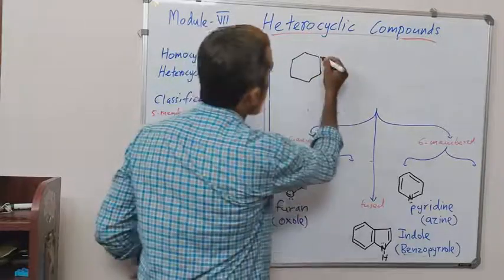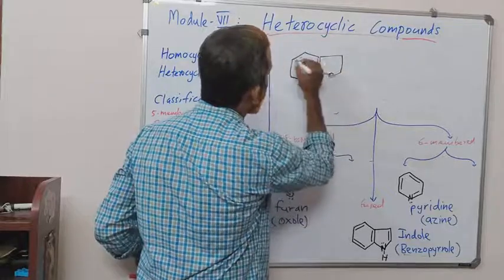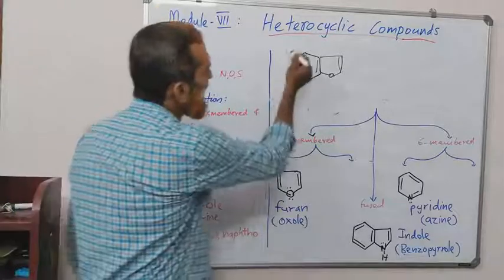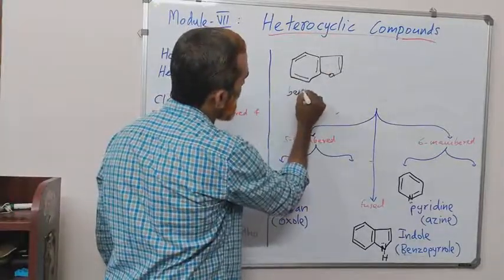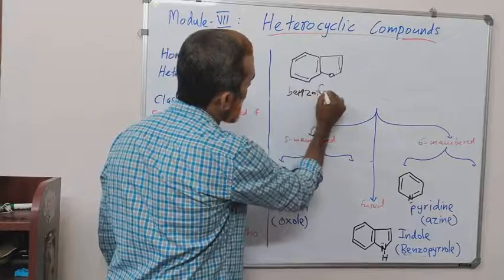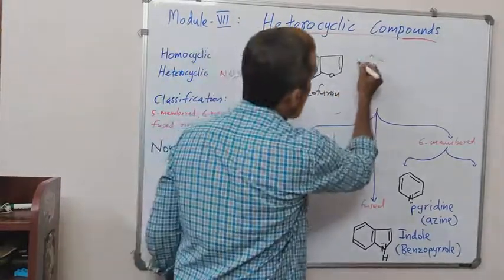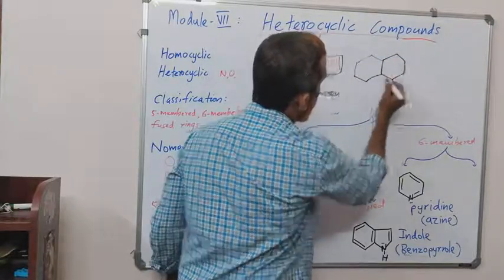Putting some other examples, instead of this one, if it is furan, for example, like this, what is the name? Yeah, how do we call it? Benzofuran. That's the name used for this one, benzofuran.